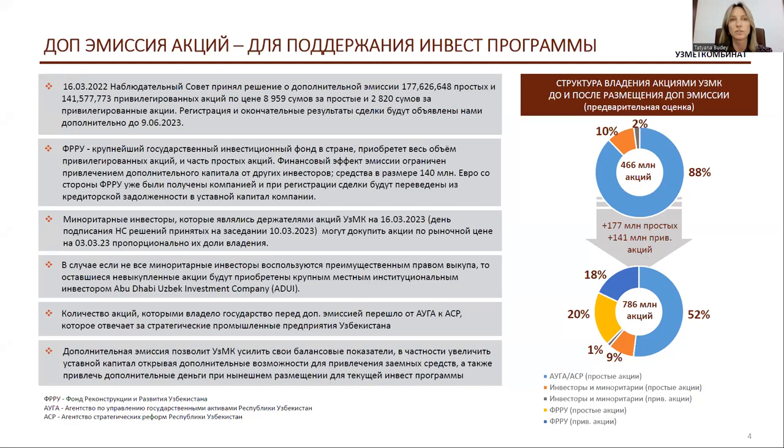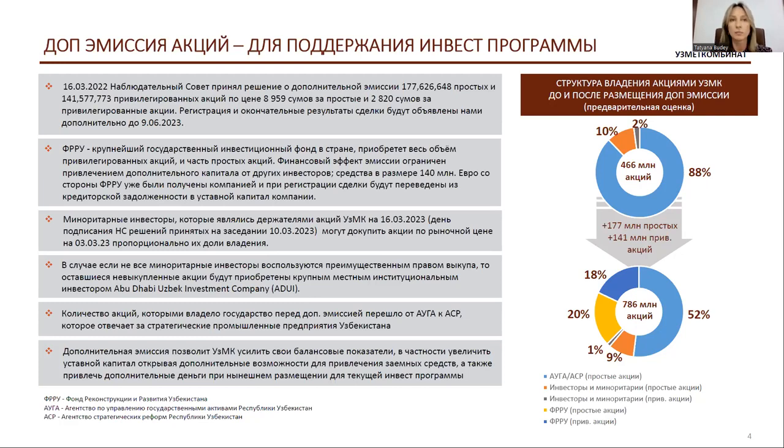The fund, the Uzbekistan Fund for Reconstruction and Development, is going to buy all the preferred shares and also part of the ordinary shares. The financial impact of the issue is going to be limited by raising the additional capital from non-UFRD investors, since 140 million euros from UFRD have already been received by the company, and upon the registration of the deal, they will be reclassified from accounts payable to equity. We are happy to see the Agency for Strategic Development and also the Uzbekistan Fund for Reconstruction and Development among our shareholders.